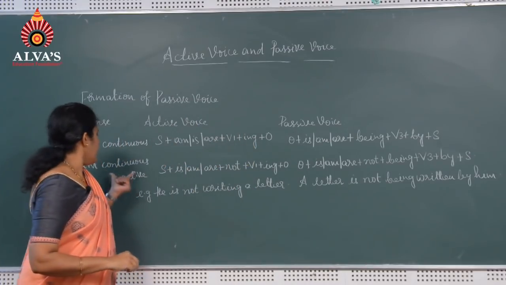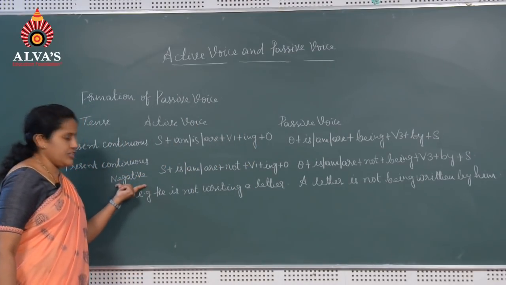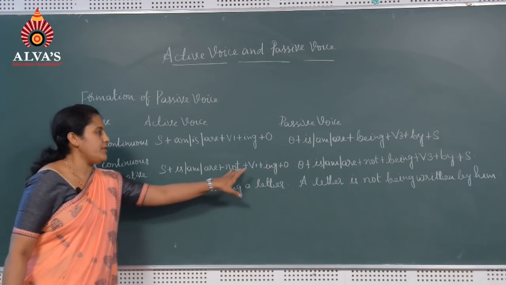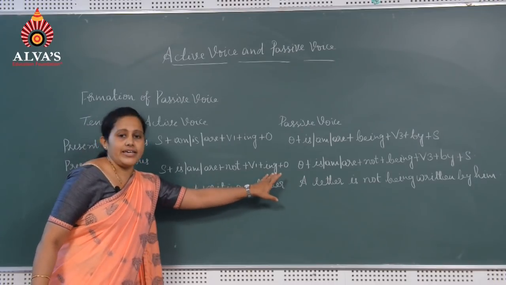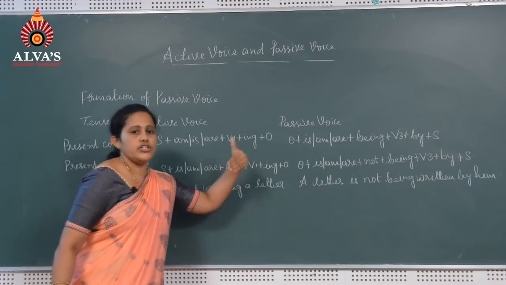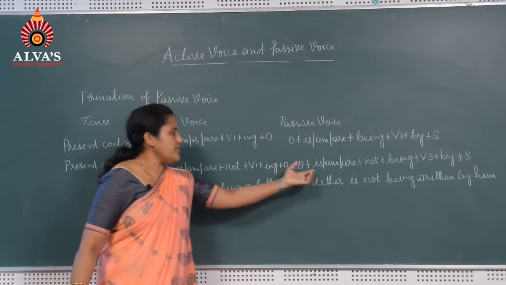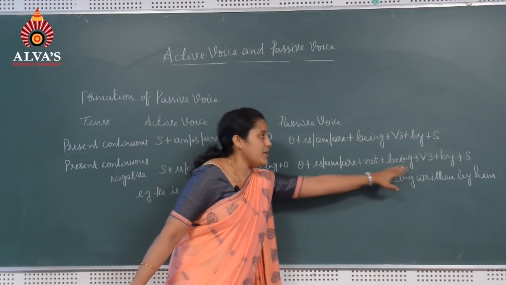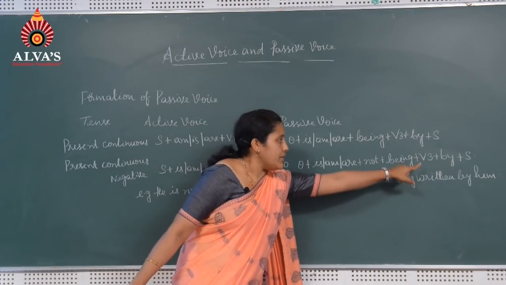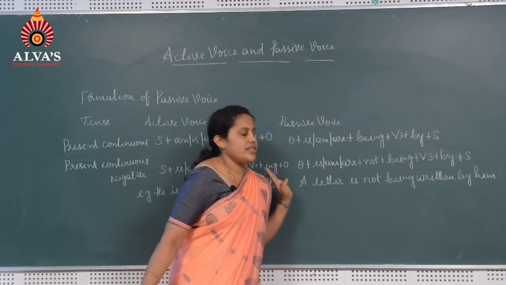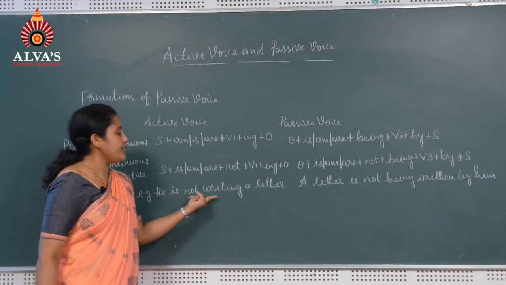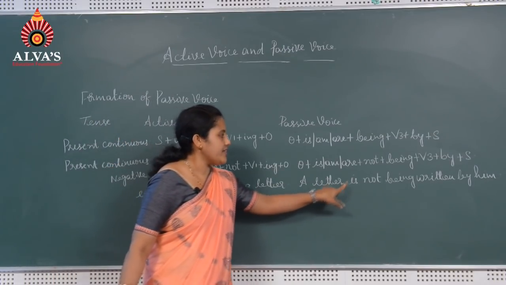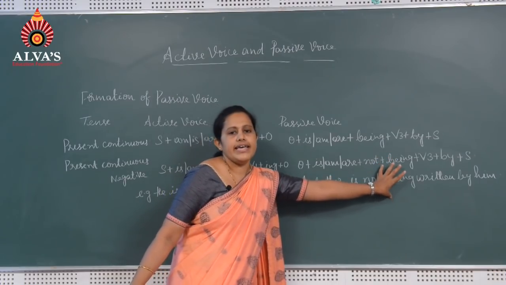Okay. So, this is present continuous negative. Formula is subject plus is, am, are plus not plus first form of the verb plus ing plus object. When we change from active to passive, the formula is object plus is, am, are plus not plus being plus V3 form of the verb plus by preposition plus subject. Example, he is not writing a letter. When we change into passive voice, a letter is not being written by him.